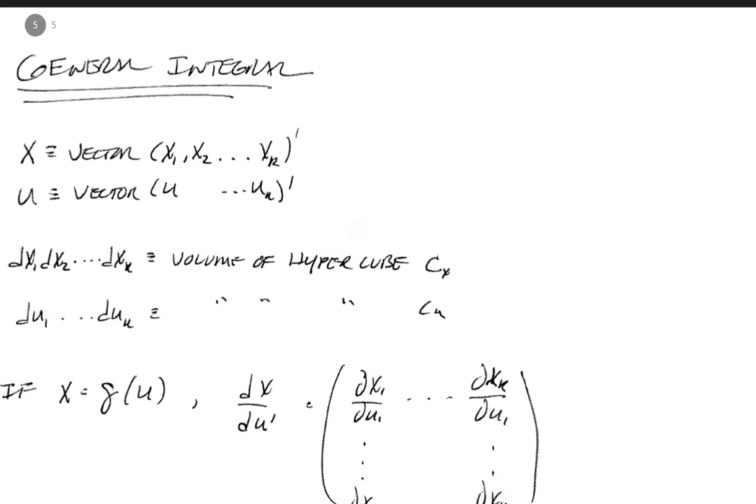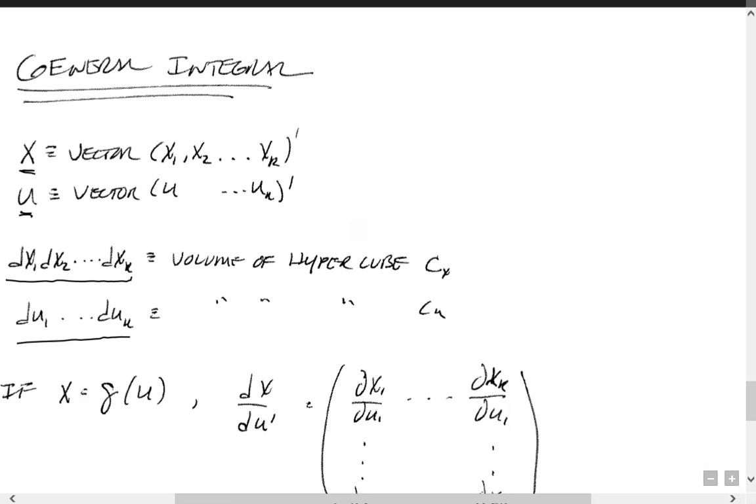Now let's think of the general integral. With a general integral, let's think of x as a vector of values and u as a vector of values. And my dx1 times dx2 all the way up to dxk, let's say that's a k-dimensional vector. Think of that as the volume of an infinitesimal hypercube. Again, we'll call that cx. And du1 times du2 times all the way up to duk is the same thing, the volume of an infinitesimal hypercube cu.